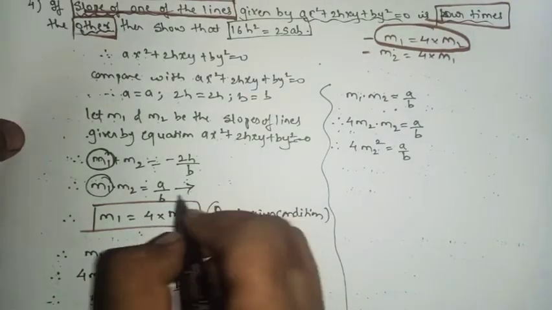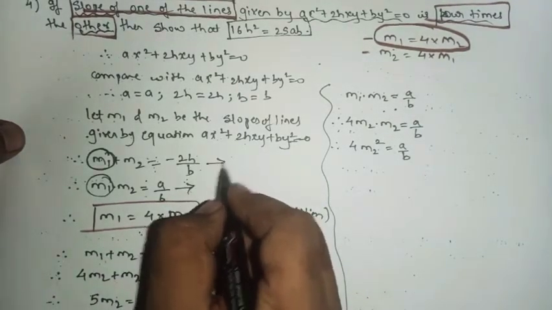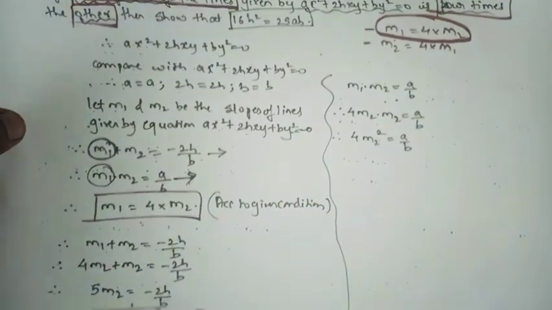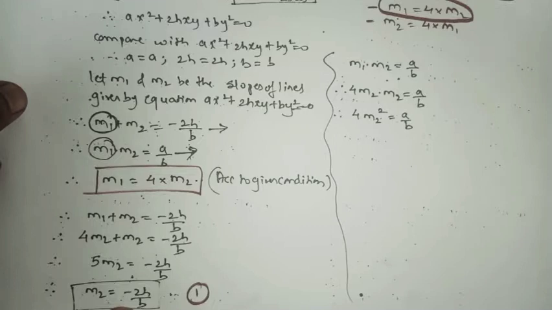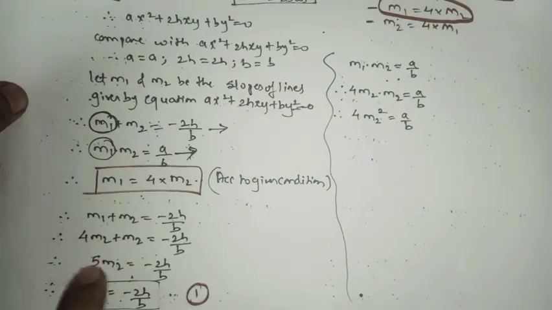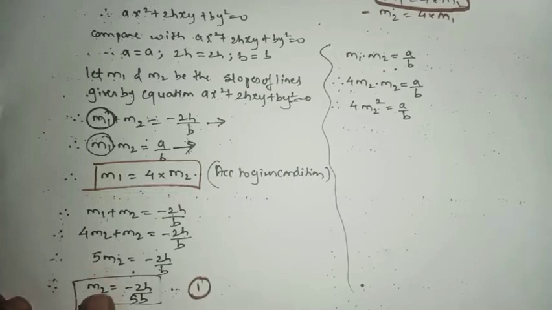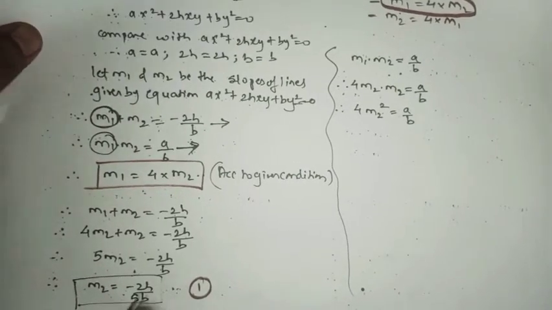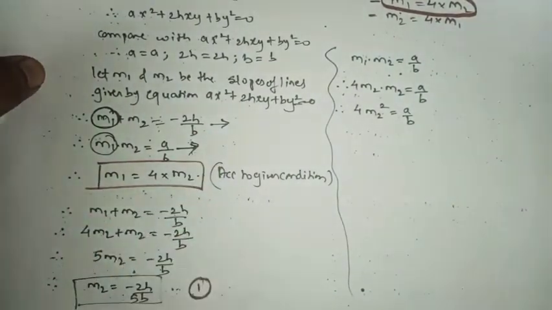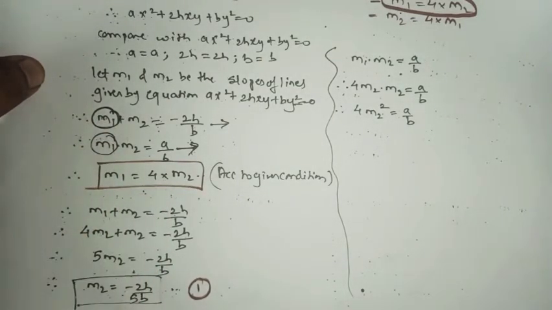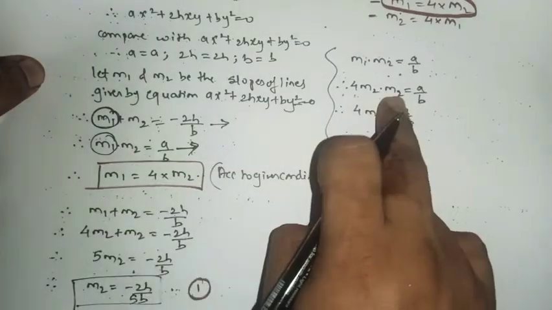So first, either you take this part, yeah, this part. You will get m2 as this minus 2h upon b. Sorry, this 5 will come down, so this will be minus 2h upon 5b. As it is 5m2, this will come down. So either you can take the first part and then you replace the value of m1 by 4 times m2, you will get this condition, or you can take this part.